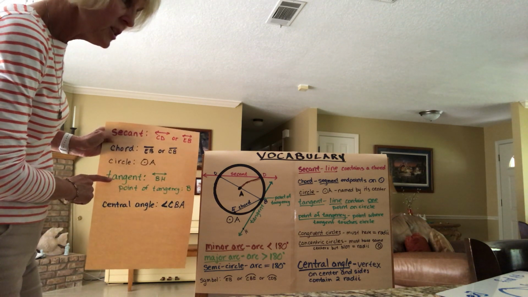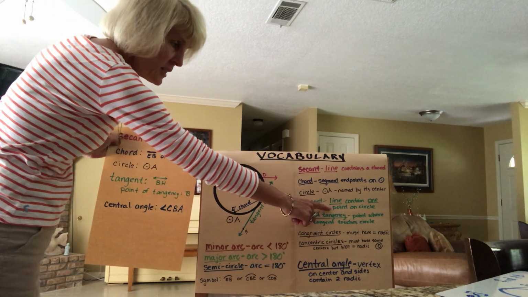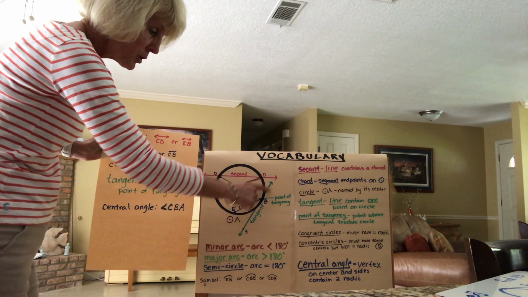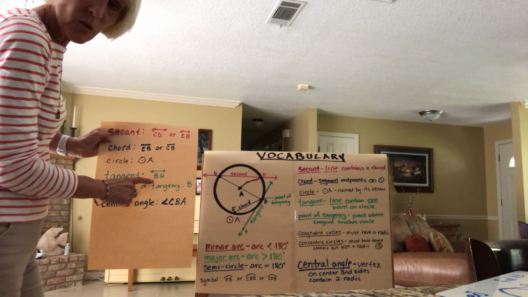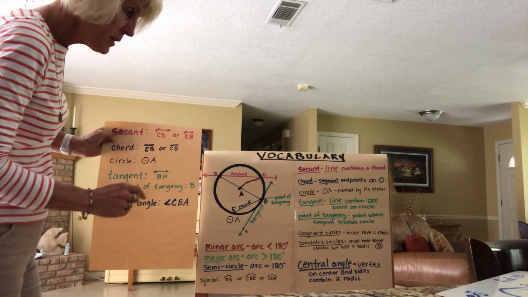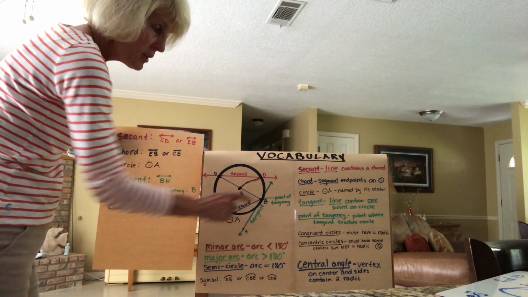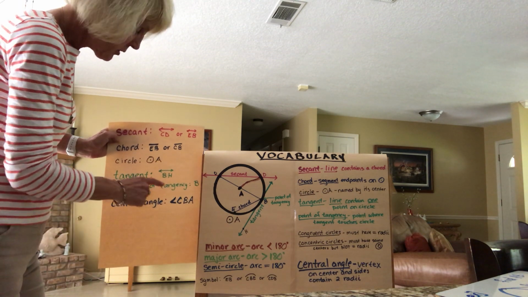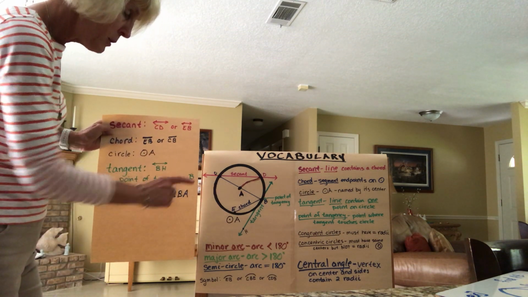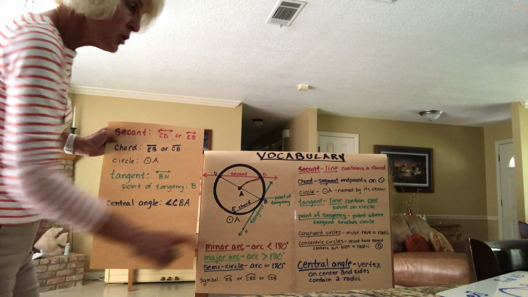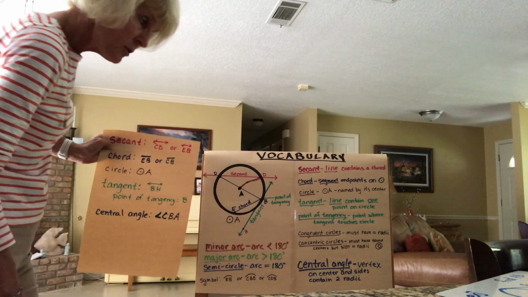The tangent is a line that contains only one point on the circle. So this would be my tangent line. So line BH or line HB. Point of tangency is the point where the tangent line touches. Okay, so that would be my point of tangency would be point B. Congruent circles, I said, have to have equal radii.